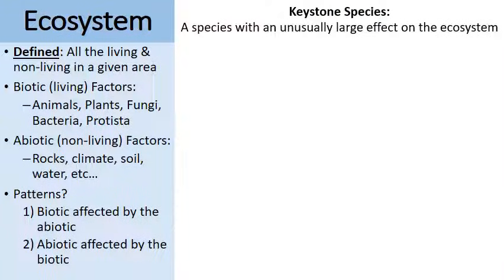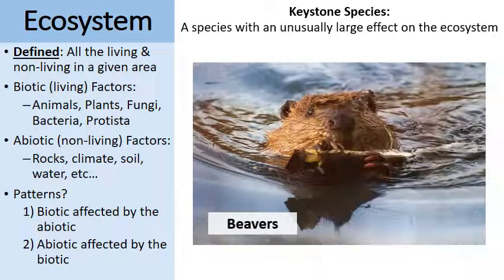Well, throughout ecology, we've identified what are called keystone species, and these are ones that have an unusually large impact within their ecosystem. You know, humans are an obvious example. But let's look at a couple less obvious examples. For instance, beavers are a good example of a keystone species. They have an unusually large impact on their ecosystem.